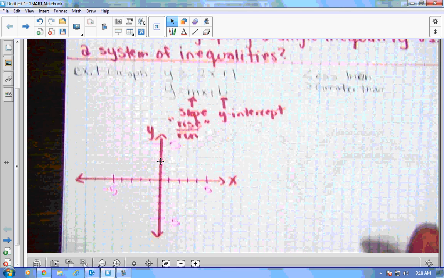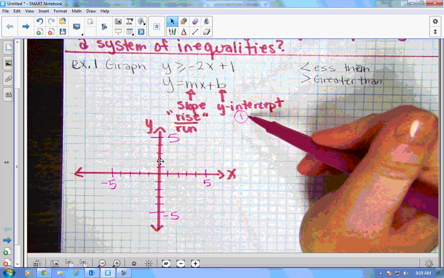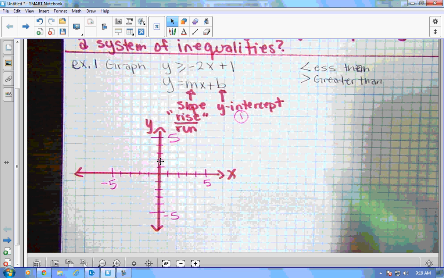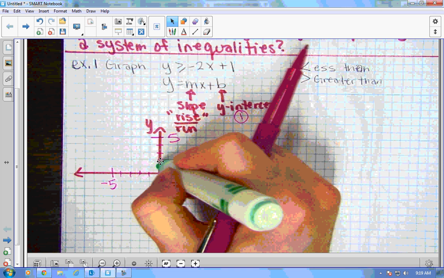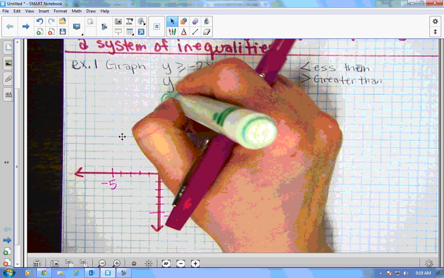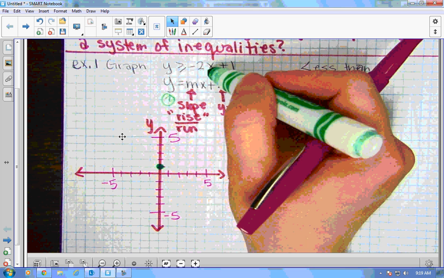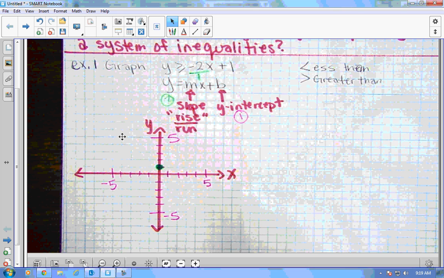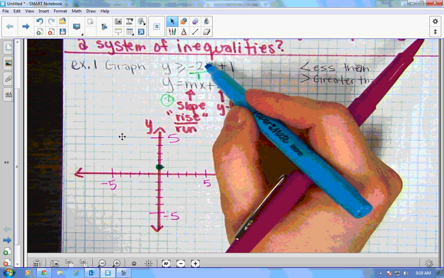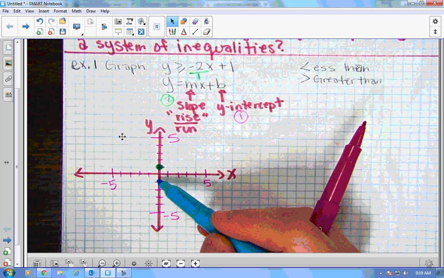Positive 5. Okay, first of all, you graph your y-intercept. So it's going to cross the y-axis at y equals 1. So on the y-axis at 1, put a nice solid point there. Secondly, we use the slope. So the slope in this case is negative 2 over 1. So we're going to rise 2, run 1. Now when we rise negative 2, that means we go down. So from the intercept point that you've already plotted, you go down 2, run 1.